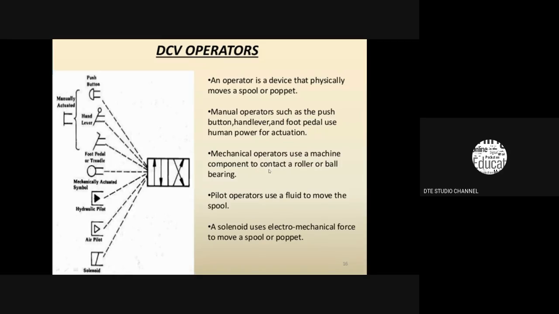Mechanical operators use a machine component to contact a roller or ball bearing. By means of a roller bearing or ball bearing, actuation can be done. Pilot operators use a fluid to move the spool. In some cases, the pilot line can be used to move the spool. A solenoid uses electromechanical force to move a spool or poppet. By using all these operators, DC valve can be operated. To change the direction of flow of fluid into the actuator, these devices can be used. They are known as operators.